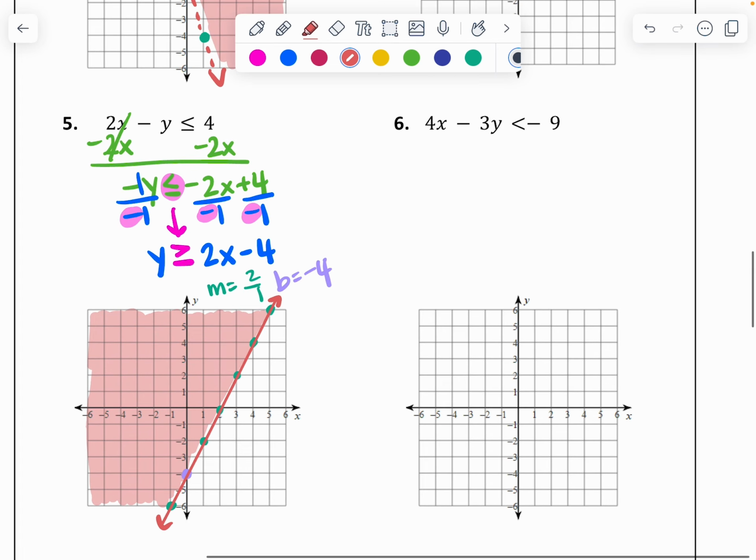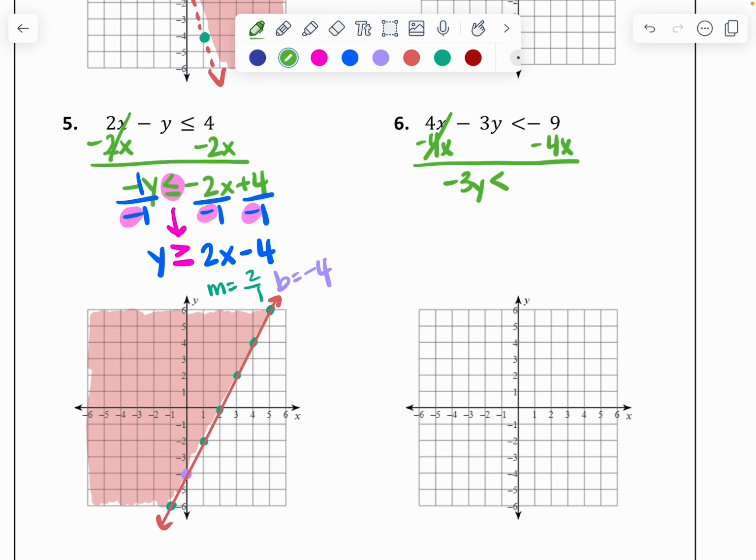All right, last example, 4x minus 3y is less than negative 9. Subtract 4x, negative 3y is less than negative 4x minus 9. Divide by negative 3. And when you divide by a negative number, that means this symbol has to flip around. So this will become greater than. Y is greater than 4 over 3 x plus 3.